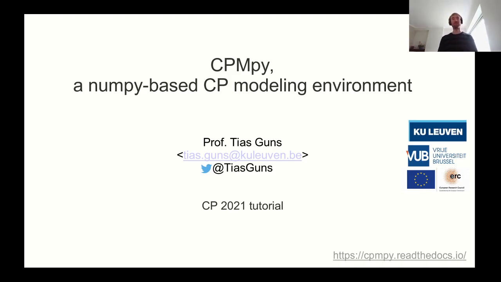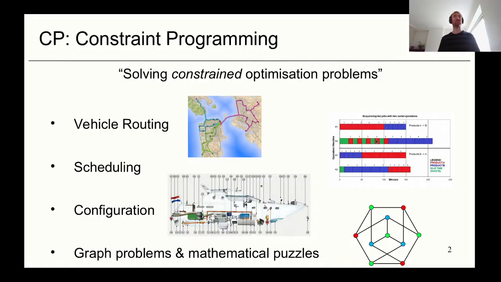Now, before we get started, just to make sure that we're all on the same page, what is constraint programming? Constraint programming is a family of techniques for solving constraint optimization problems. Examples include vehicle routing, where you can have lots of side constraints, and also scheduling, machines to tasks, jobs to machines, with lots of side constraints. Configuration problems, again, have a lot of dependencies and requirements on the different components. But CP is also used to solve a wide variety of graph problems and mathematical puzzles.